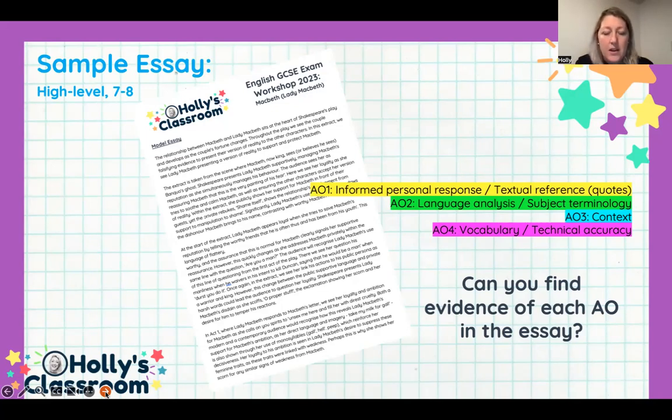So I'm going to give you a little bit of time to have a skim read through that, and then we'll discuss what we think are the particular strengths of this essay. So let's give it 5 minutes, because hopefully you've already had a read through.